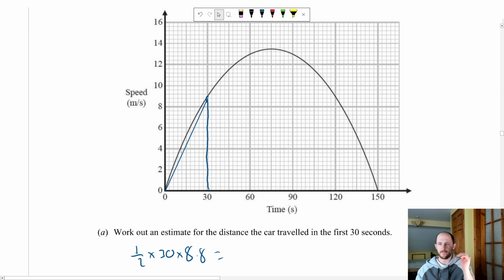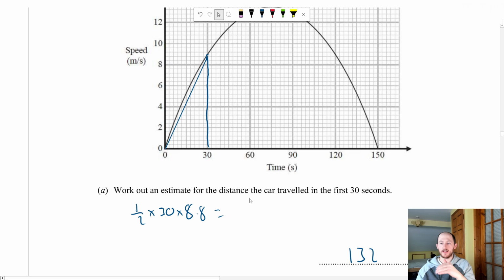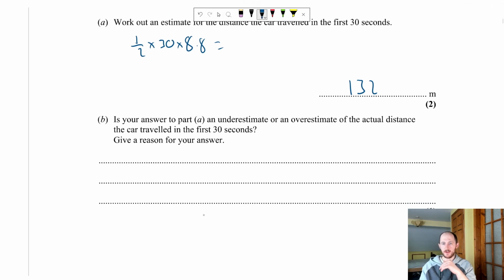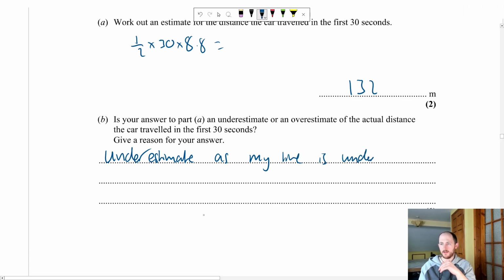Well, if I have a look at the shape I've drawn, this line is actually underneath the curve, which means the actual distance is going to be slightly bigger than that, because look, this area here, this thin strip here, has not been calculated, so it is an underestimate. As my line is under the curve, which reduces the area that we're talking about.